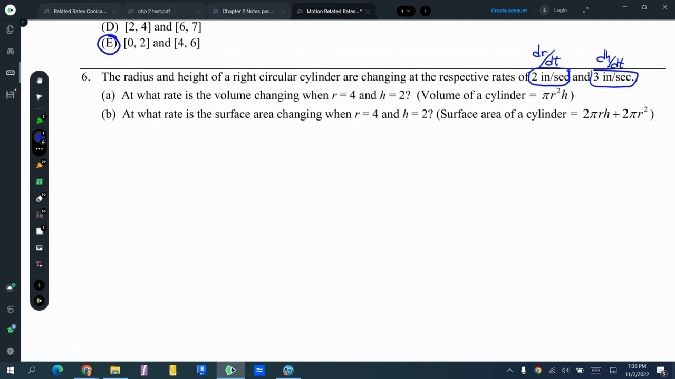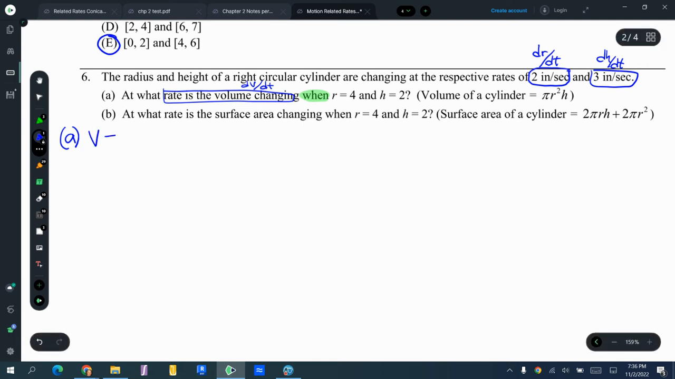Problem A is asking, what rate is the volume changing? So I'm looking for dV dt. I have a lovely little keyword here, when, which means I don't plug this in until after the derivative. R is 4, H is 2, and I'm told what the volume of a cylinder is. Remember, with any free response, you have to label which part of the problem you are answering. No labels means no credit. So volume is just going to be pi r squared h.